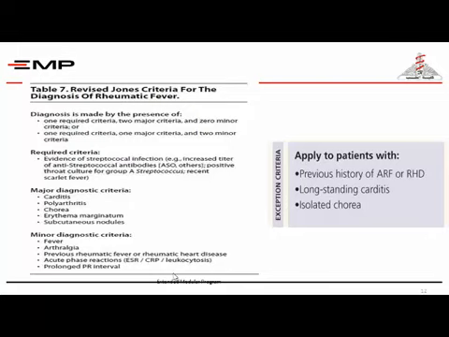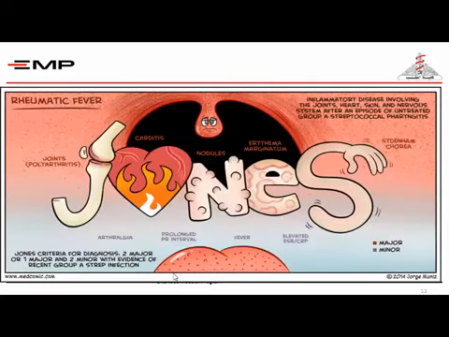Minor criteria include fever, high ESR or C-reactive protein, prolonged PR interval, previous history of rheumatic fever, and arthralgia without arthritis. So all these are minor criteria. And the evidence of streptococcal infection is either by anti-streptolysin O titer, or a positive throat culture, or any other test you can do to prove there is a streptococcal infection.